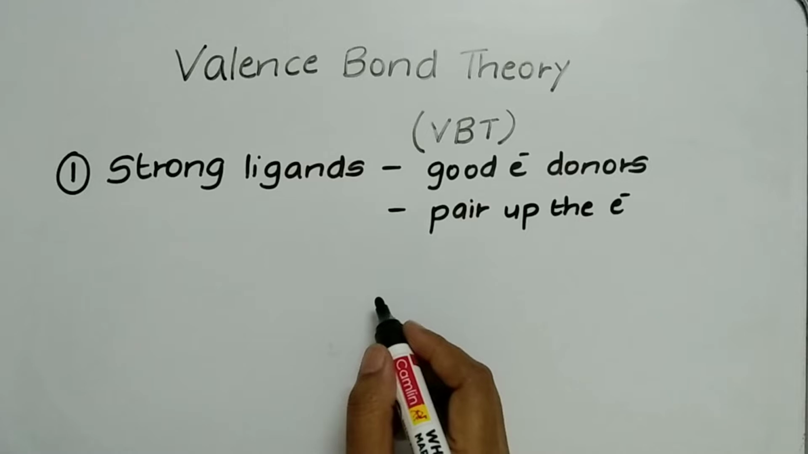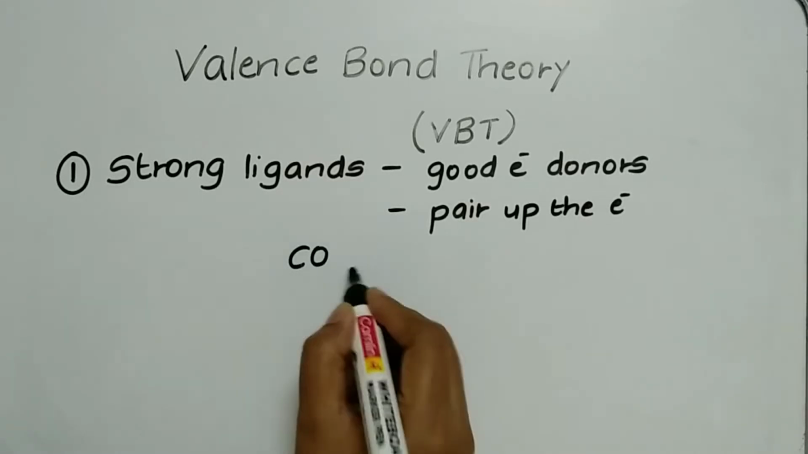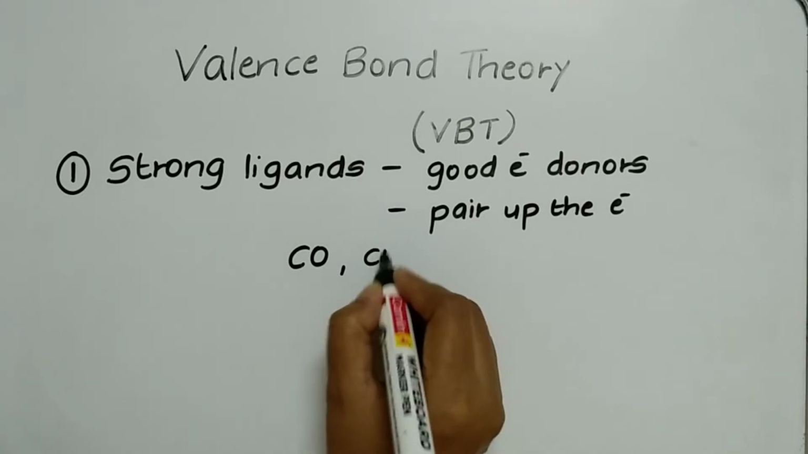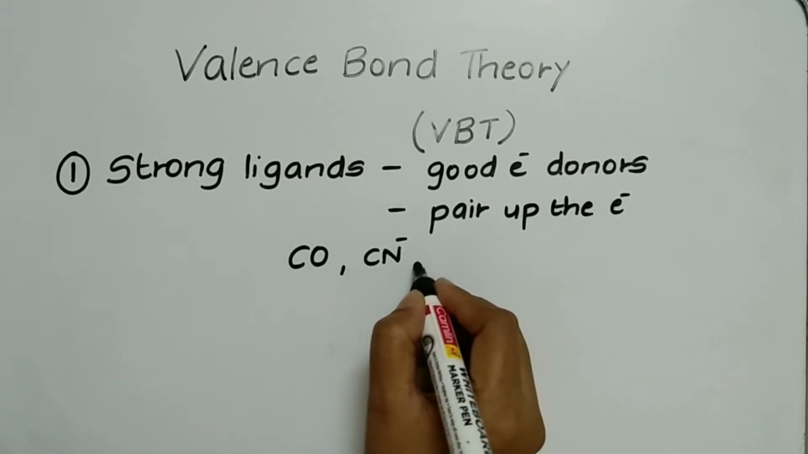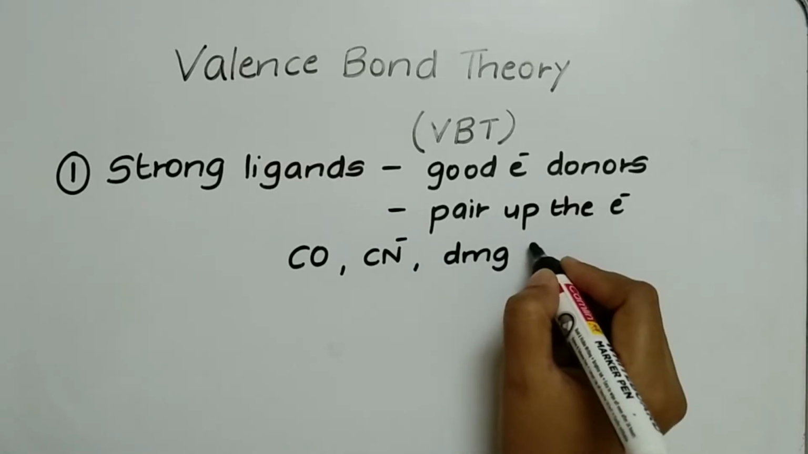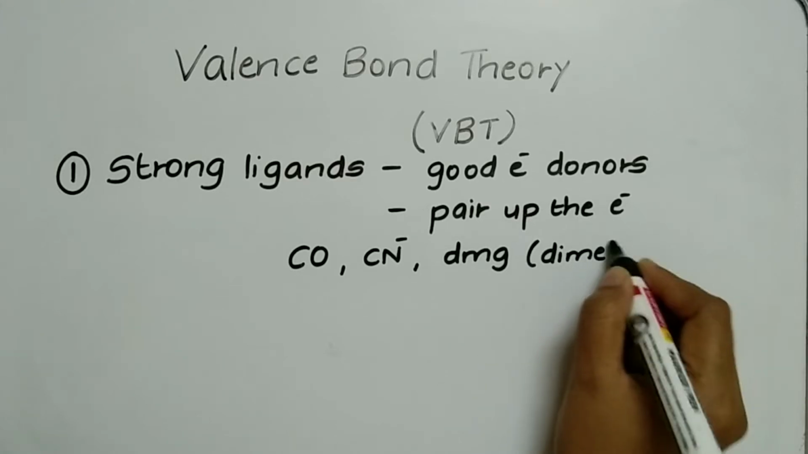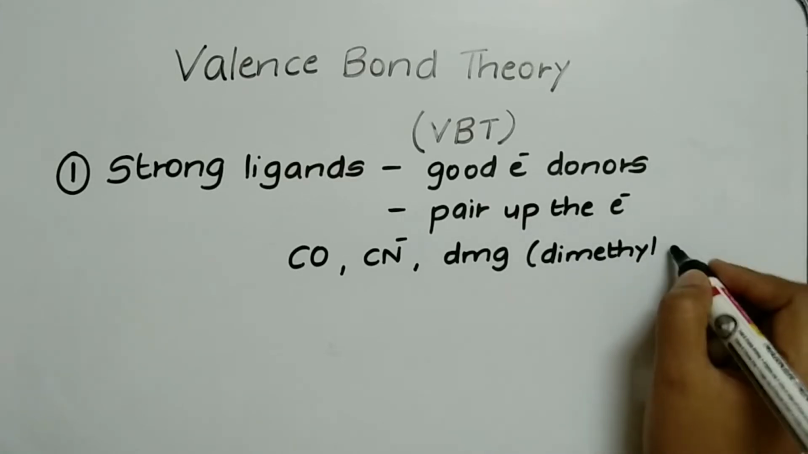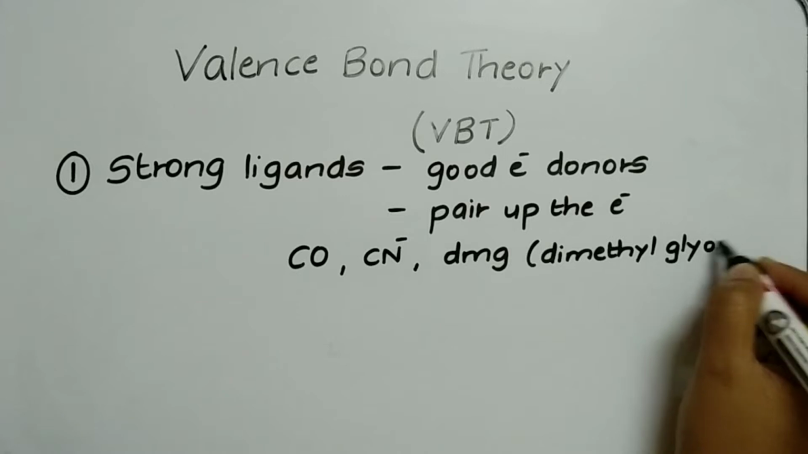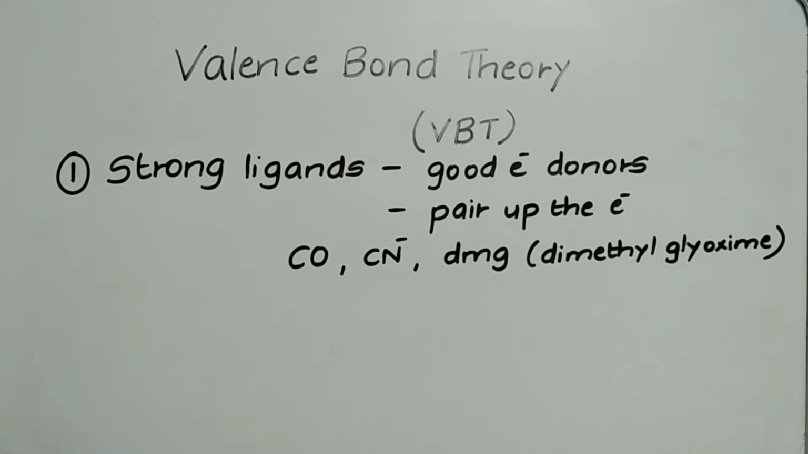Electron pairing will take place, and the examples are carbonyl CO, cyanide CN minus, and DMG. What is DMG? Dimethyl glyoxime. That is also a ligand, right?